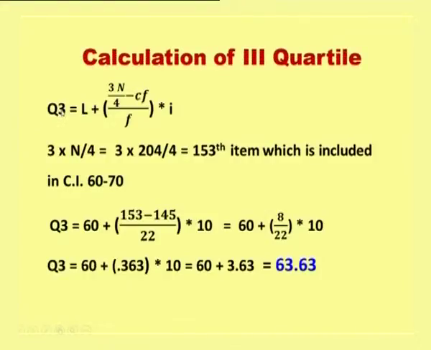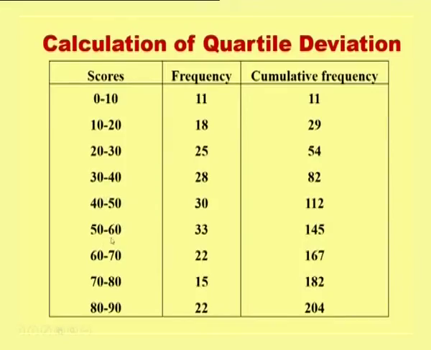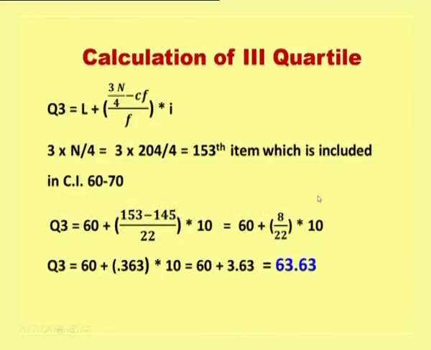The formula is more or less the same, and here, instead of n by 4, we have to put 3n by 4, and all other terms have similar meaning. L is the lower point of the class containing the third quartile, and Cf is the cumulative frequency of the class preceding the third quartile class interval. Here the 153rd item is included in 60 to 70, and therefore the third quartile is somewhere in this class interval. Now, by applying the formula, we find that Q3 is equal to 63.63.